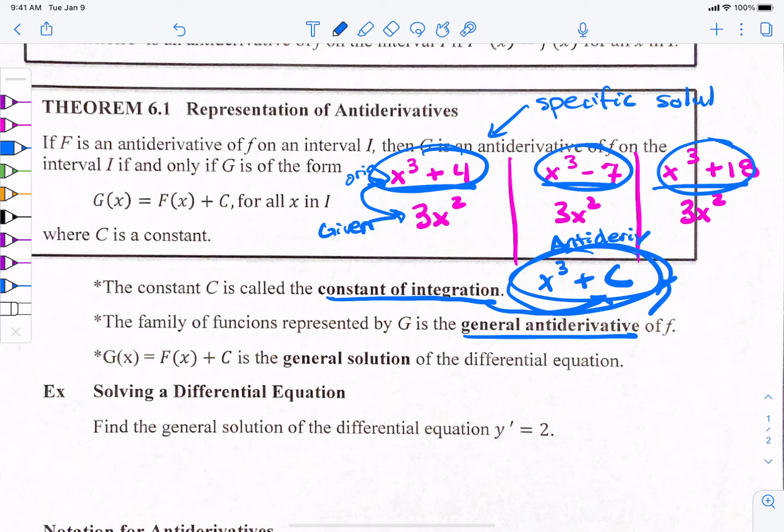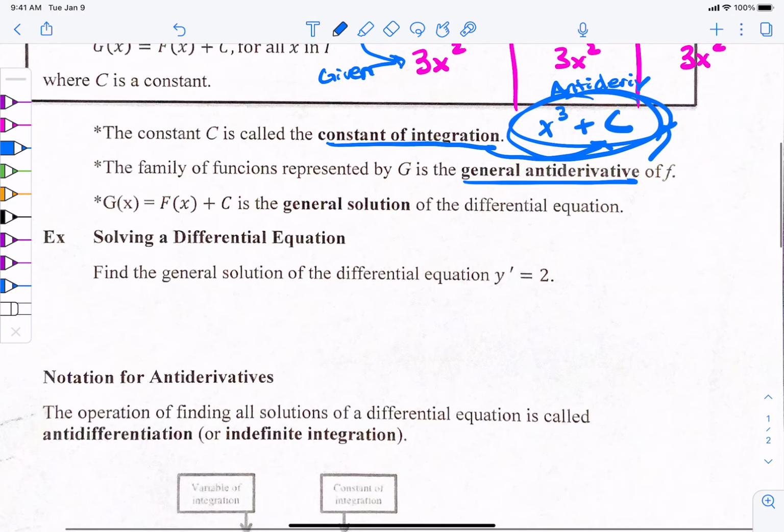These are specific solutions for the antiderivative of 3x squared. Each one of those is technically an antiderivative of 3x squared. This one is the general one because it encompasses all three of them together. It's just adding a constant onto the end.